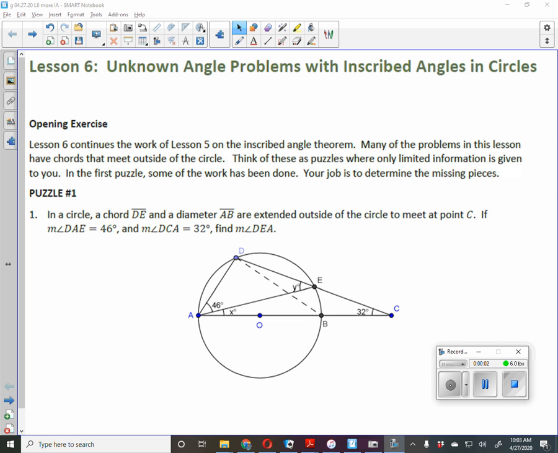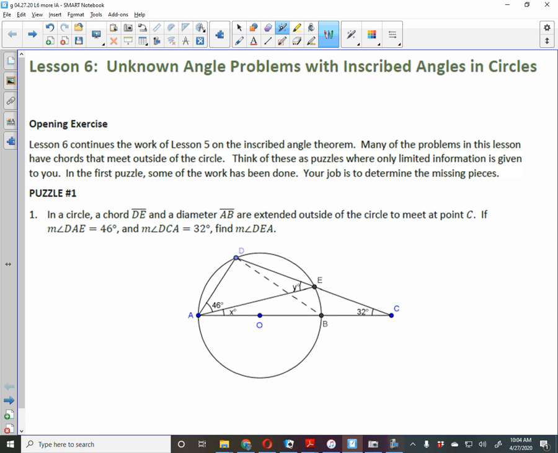Okay, lesson 6, unknown angle problems with inscribed angles in circles. Now, this actually leads to more down the road, but they want you to analyze things as best you can. This is a continuation of lesson 5 to a certain degree, and they gave us a puzzle. They said, in a circle, a chord DE and a diameter AB.